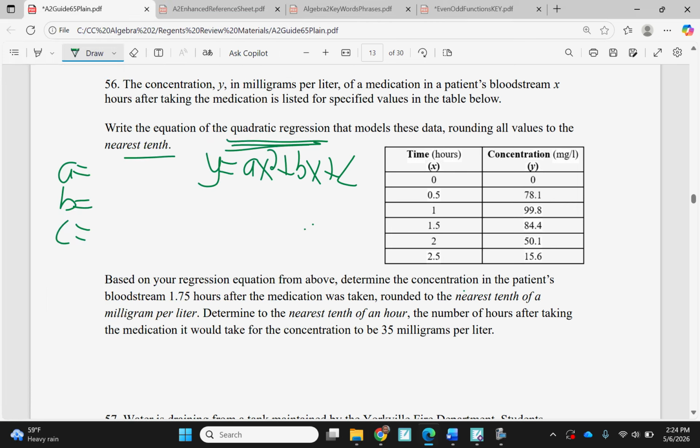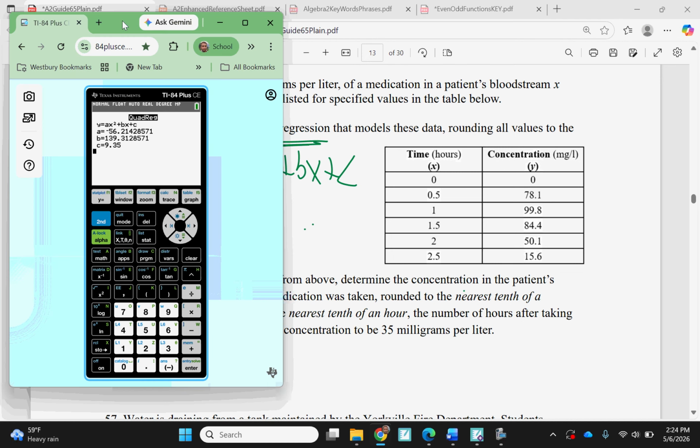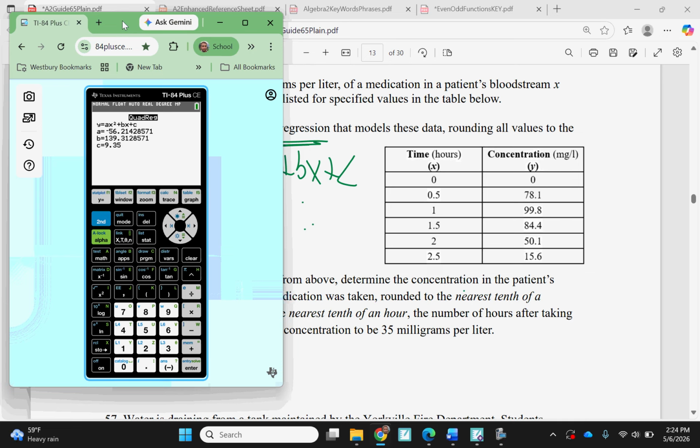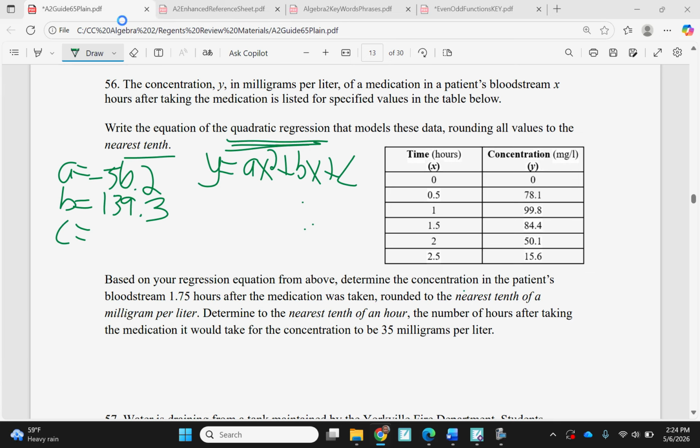A is negative 56.2, b is 139.3, c is 9.4. So I have y equals negative 56.2x squared plus 139.3x plus 9.4.